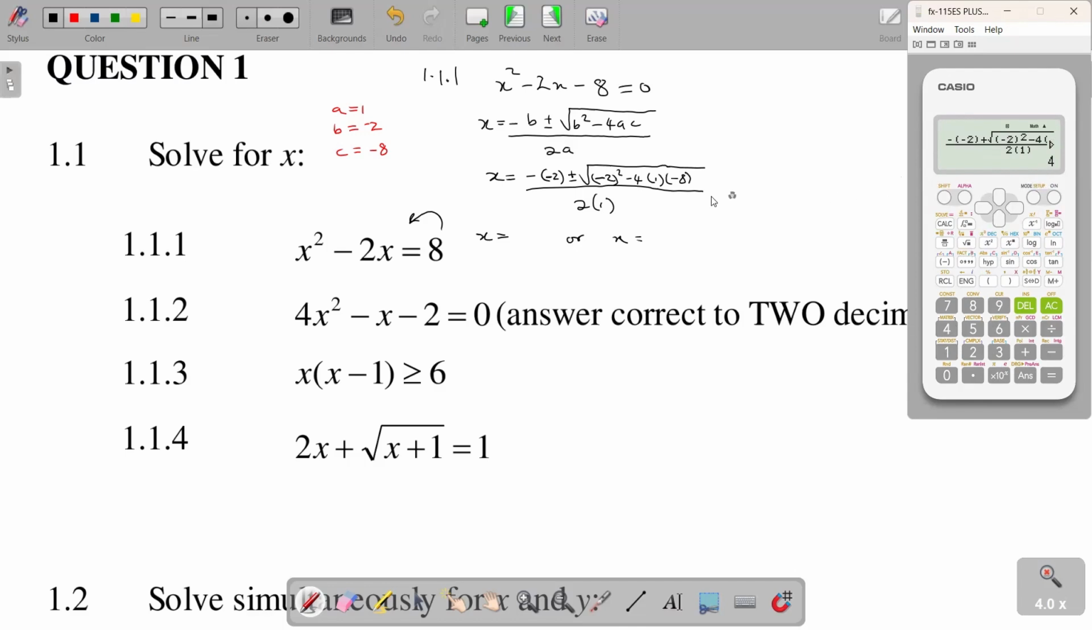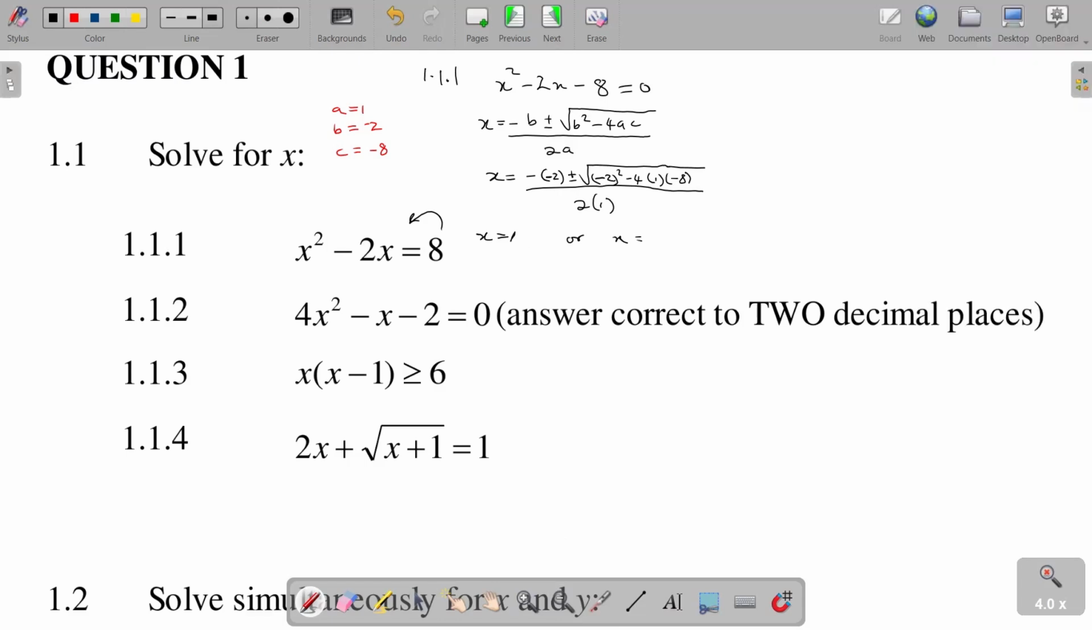Then we check the other one. We put plus there. Now let's put minus. The other one is minus 2. So our answers are 4 and minus 2. You can also use factorization, but as I said, I recommend use of the quadratic formula. Then we move to the next question.